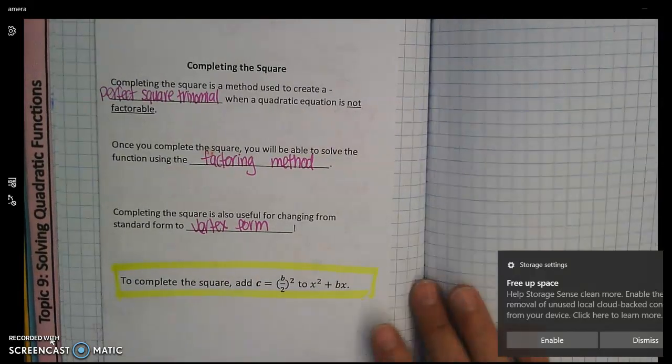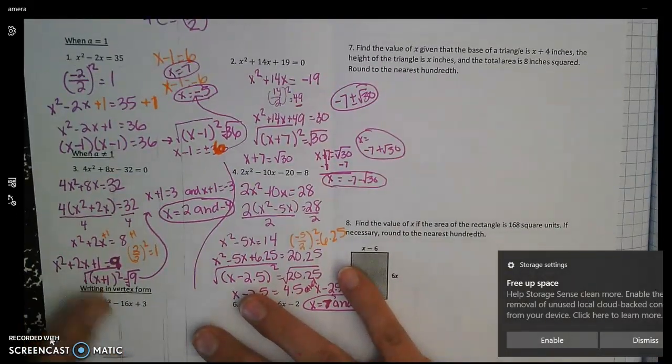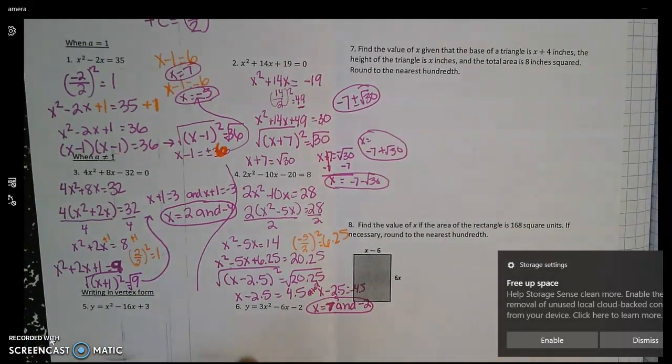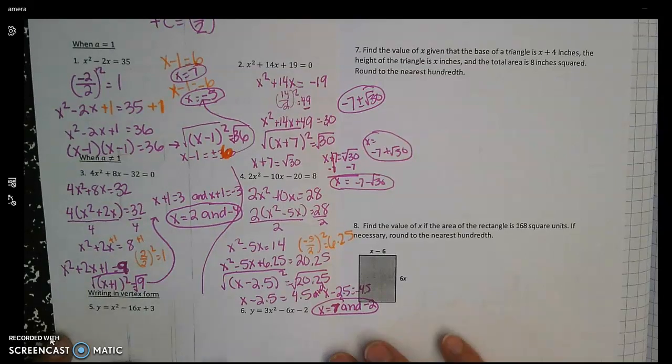So let's go ahead and open up our notes, and then we're just going to review what it is that we talked about last class about completing the square, and then we're going to use it in a different context.